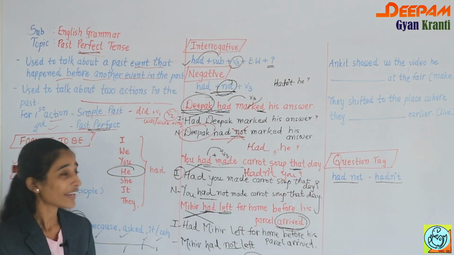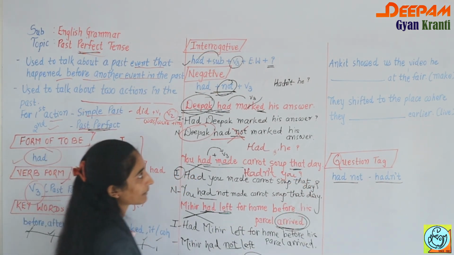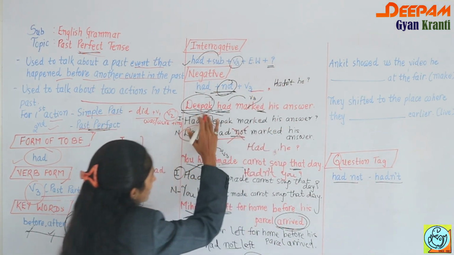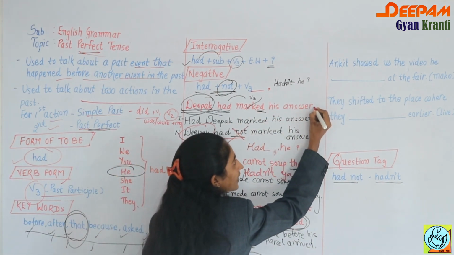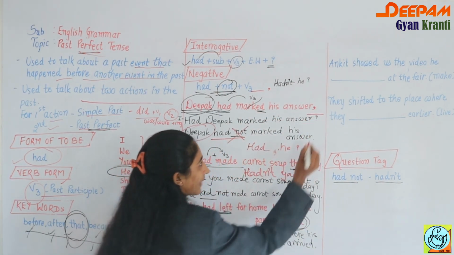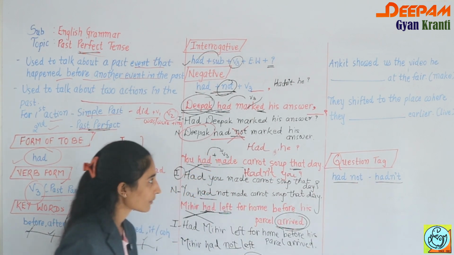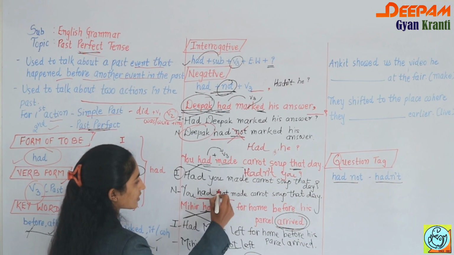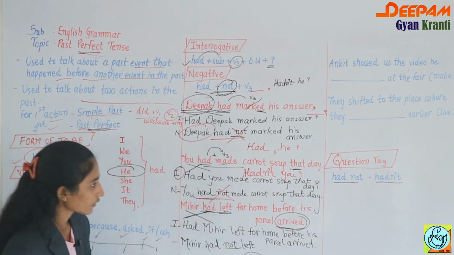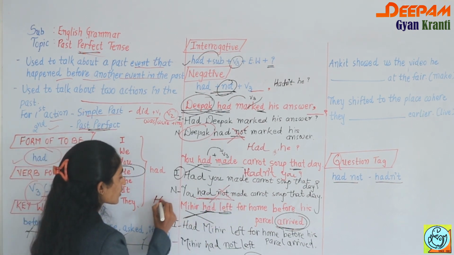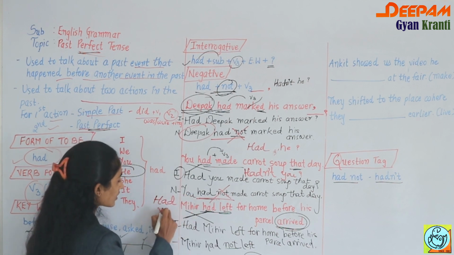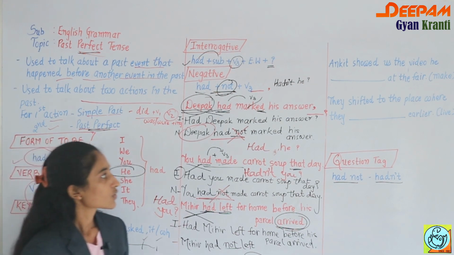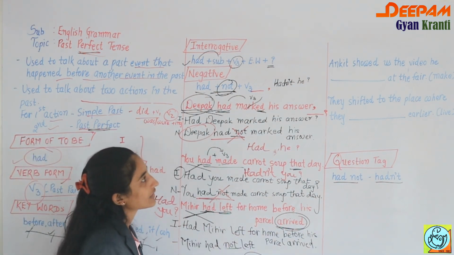See, when you form the question tag in the exam, the sentence is given to you with a blank, here this sentence, Deepak had marked his answer. Then comes a comma and then a blank, and after that you compulsorily have to put a question mark. Okay, you had not made carrot soup that day. So had not, so we have to remove this not, because we have to form the question tag in positive. So had, and for you also we have to use had you, question mark. Right, so these are like negative and interrogative.